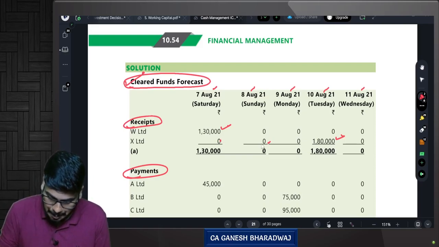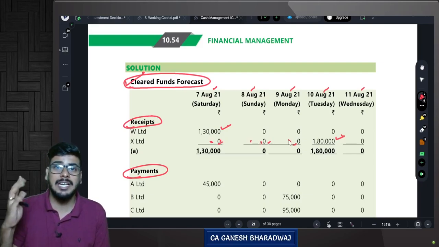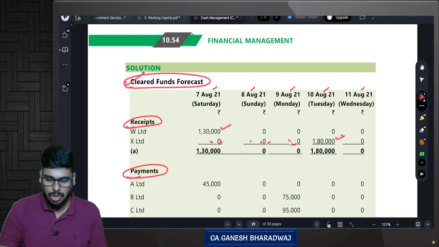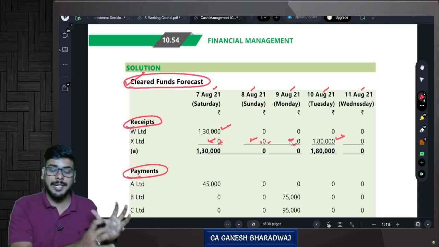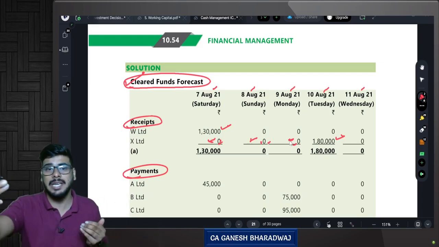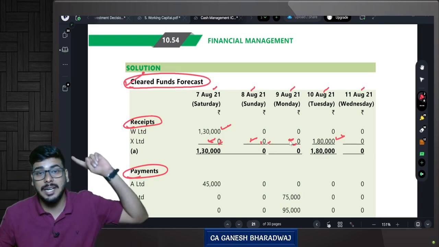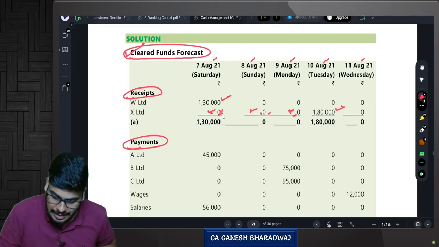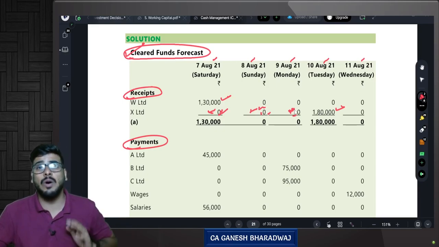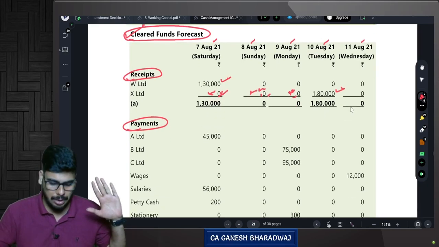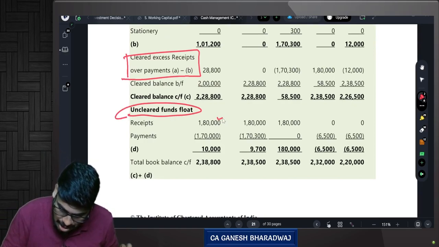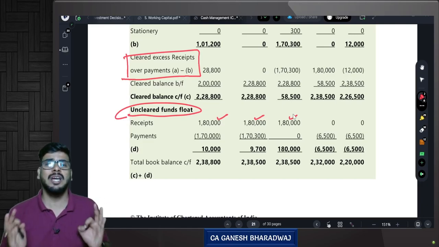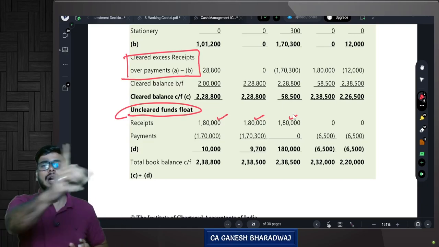Which means, for the period of these three days, 1.8 lakhs remains uncleared. Yes or no? For these 3 days, yes, I have received it, and I would have accounted it in my cash book, but it has not yet been reflected in my bank statement. For these 3 days, 7th, 8th and 9th, this 1,80,000 is an uncleared amount, correct? Yes. So they are parking it under uncleared funds. They are saying for the first 3 days, this 180,000 remains uncleared. Are you clear with this?